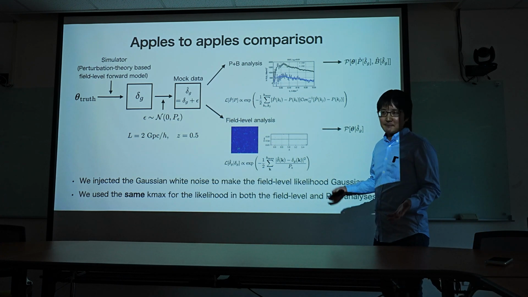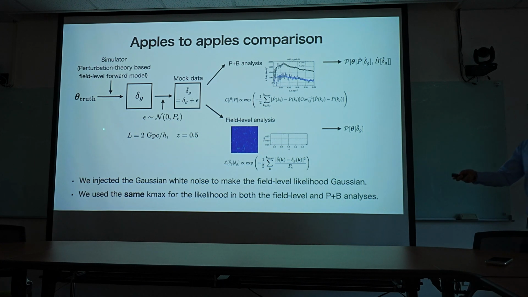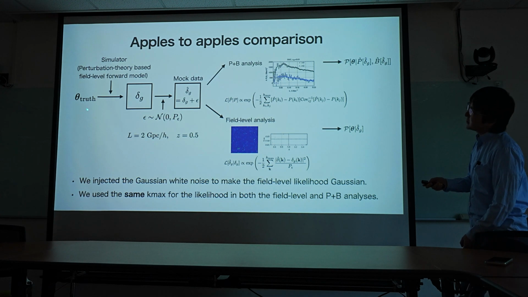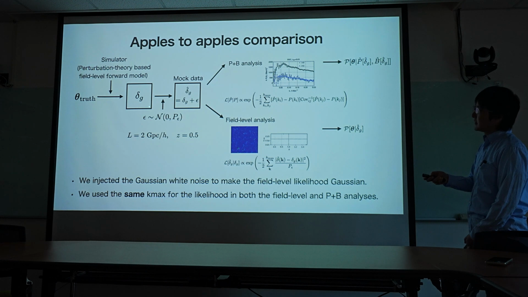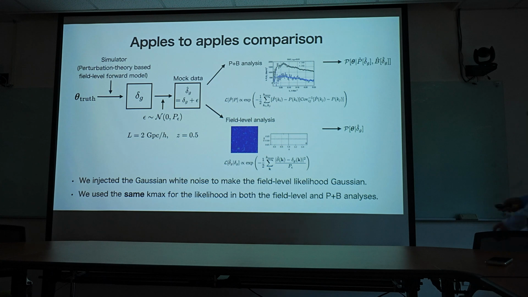So we have a pipeline for simulation. We pick some true value of the cosmological parameter and run a simulator in our pipeline to generate mock data. And we add some white Gaussian noise to it to make the final mock data. On one hand, we run the usual P plus B analysis. We measure the power spectrum and bispectrum from the mock data, and we also compute the theoretical prediction in terms of ensemble average and compare them using a commonly used Gaussian likelihood to get the posterior distribution of the cosmological parameter given power spectrum plus bispectrum.